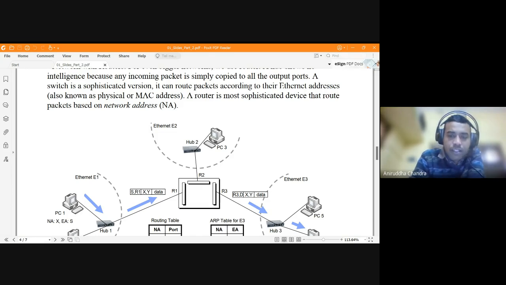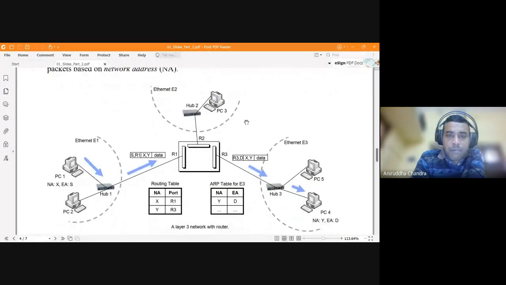Okay, so let's see the same network now again, but now with the help of a router. So you can see again we have three Ethernets: Ethernet E1, Ethernet E2, and Ethernet E3. They are shown with dashed lines. And the same PCs, PC1, PC2, PC3, PC4, and PC5 are there. Two PCs on Ethernet E1, one PC on Ethernet E2, and two PCs on Ethernet E3.